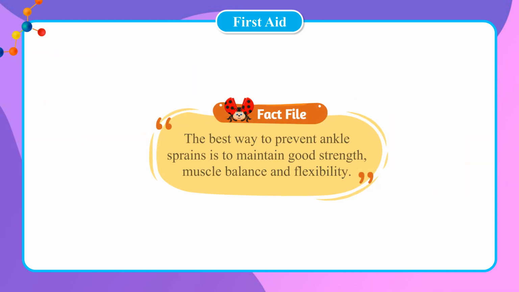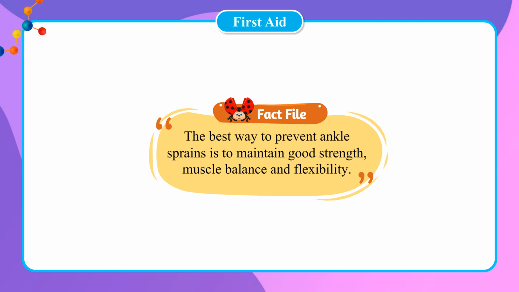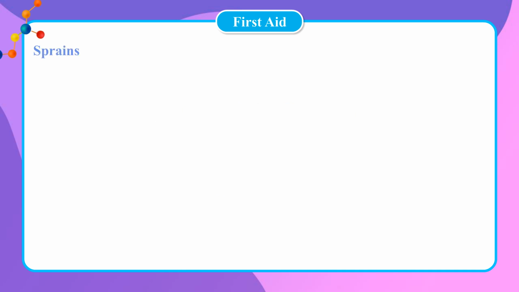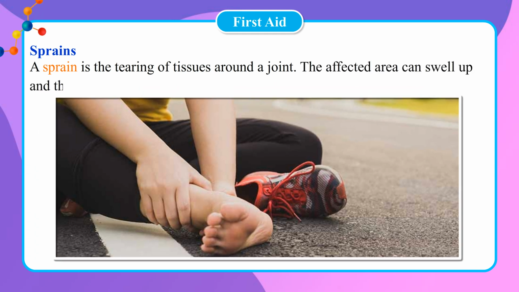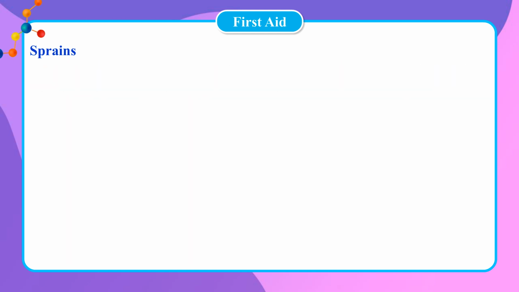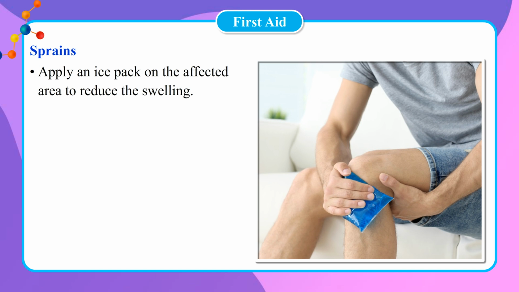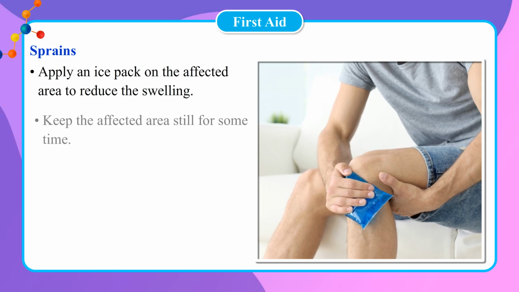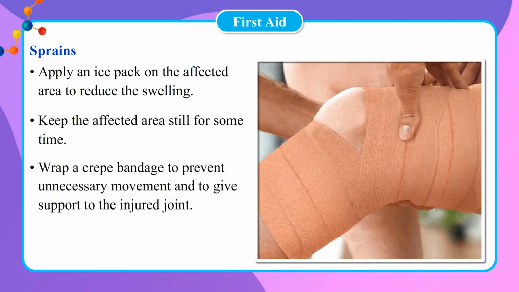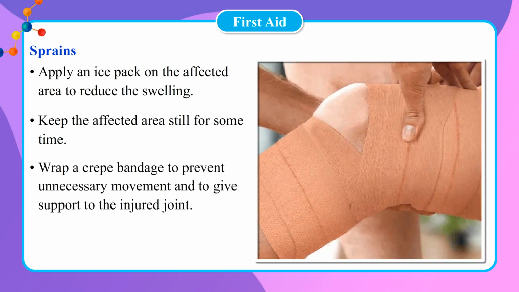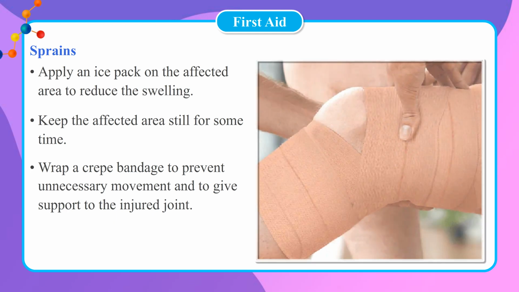Fact file. The best way to prevent ankle sprains is to maintain good strength, muscle balance and flexibility. Sprains. A sprain is the tearing of tissues around a joint. The affected area can swell up and the skin may become discolored. It can be very painful. Apply an ice pack on the affected area to reduce the swelling. Keep the affected area still for some time. Wrap a crepe bandage to prevent unnecessary movement and to give support to the injured joint.